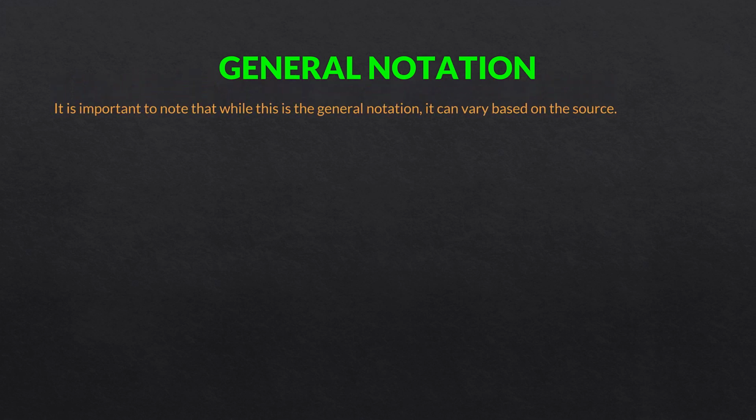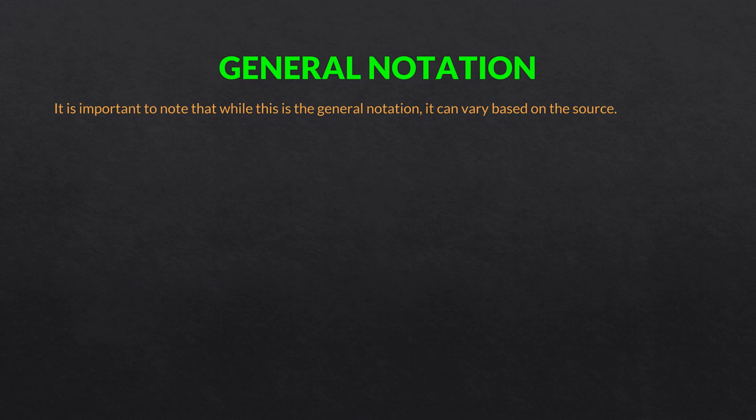So first, before we get into looking how the forecasts work out over time, we have to get some general notation in our skill set. This is going to be very basic, and I just want to give you what you're going to see as you learn about time series. So it's important to note that while this is the general notation, it can vary based on the source. So if you read textbook A, it might have notation like you're going to see here.